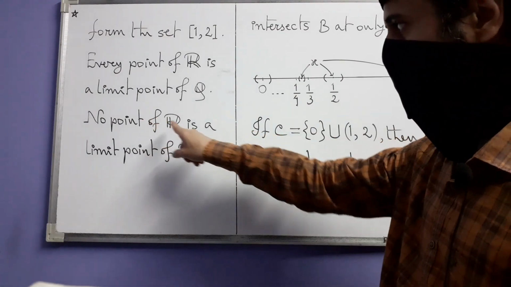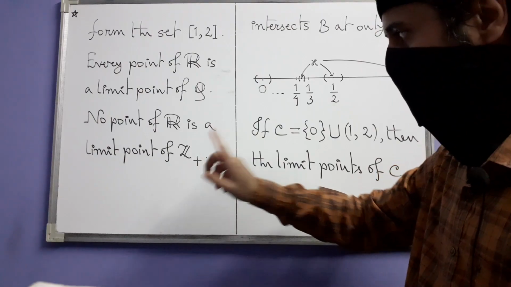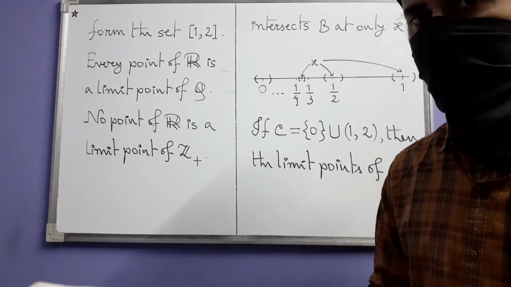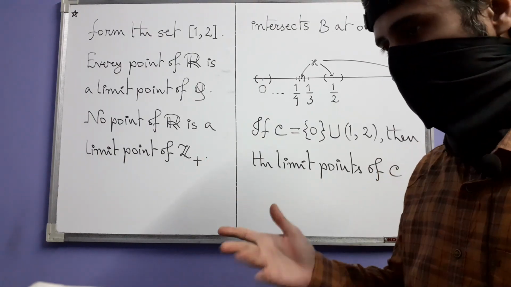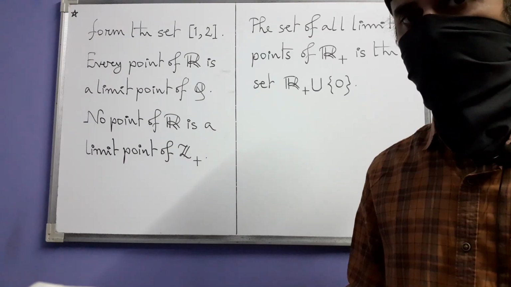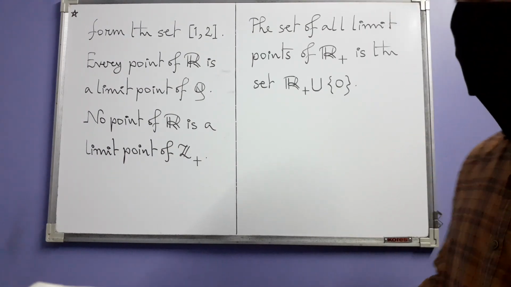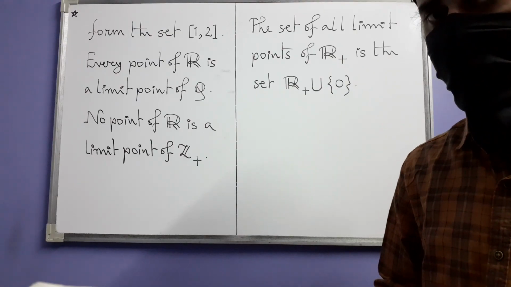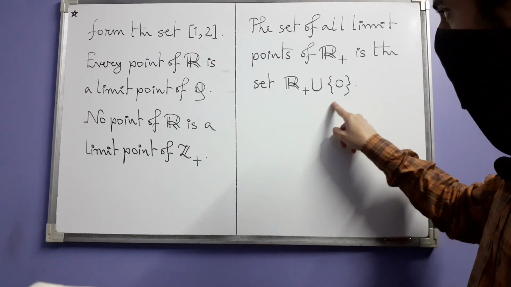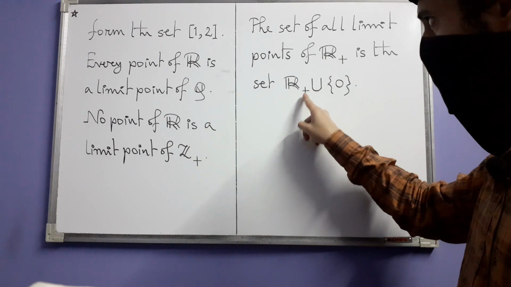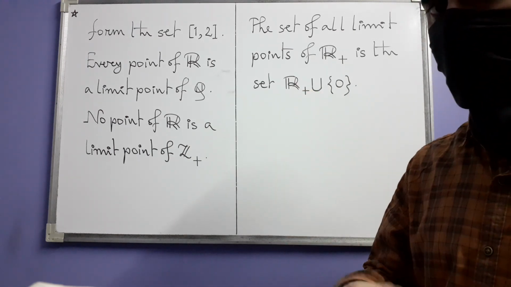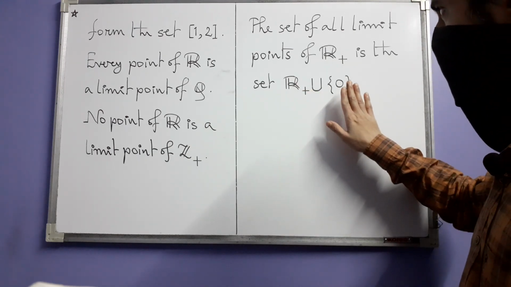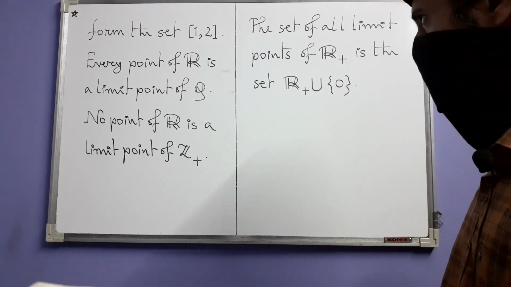Whereas no point of R is a limit point of the set R plus, the set of positive integers. This set has no limit point. The set of all limit points of R plus, this is the set of all positive real numbers, is the set of all non-negative real numbers. That means all the positives are limit points, and along with them 0 also comes.